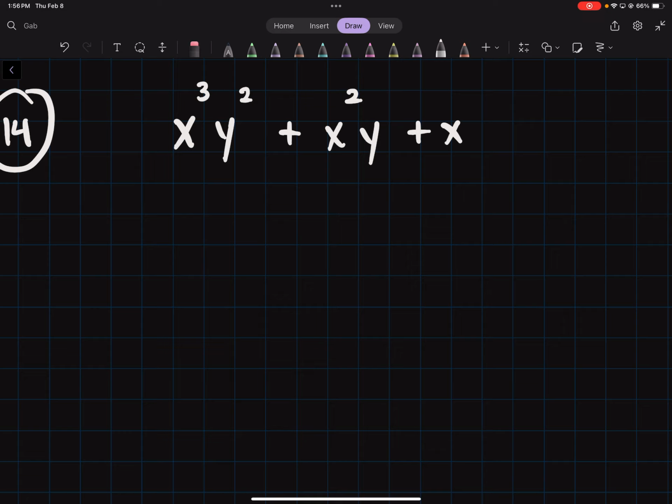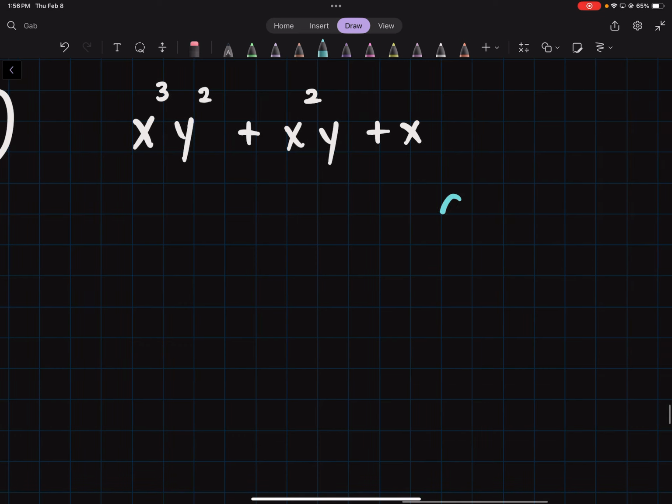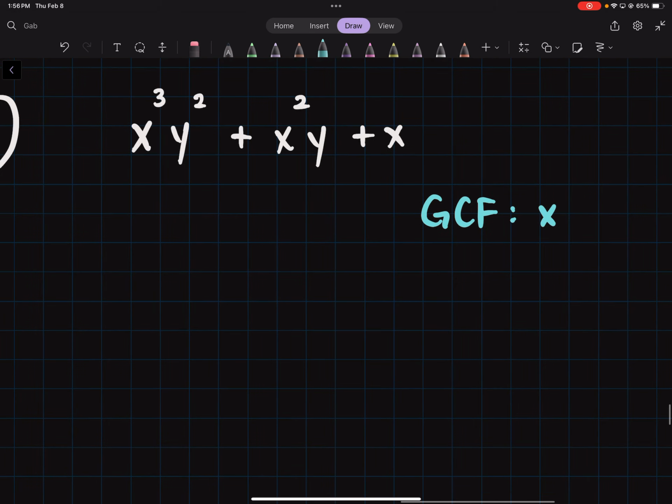So do they all have x? No. Yes. No. Yes. So your GCF, you start with the x, but how many do they all have in common? Just one, because you see this one only has one. It doesn't matter what this has. This one has 3, this one has 2, but the least is 1. So you only got 1. Do they all have y? No, so that is not a part of your GCF. So it's just x.